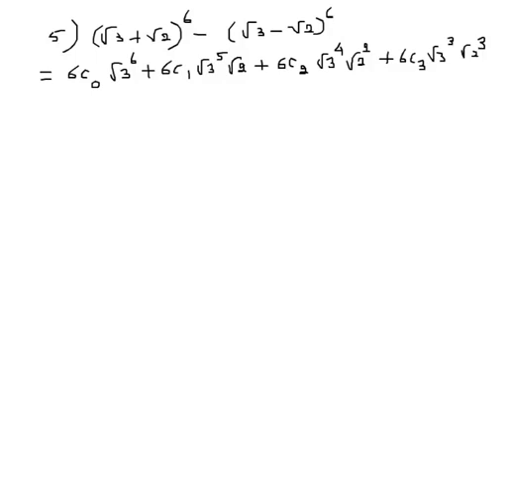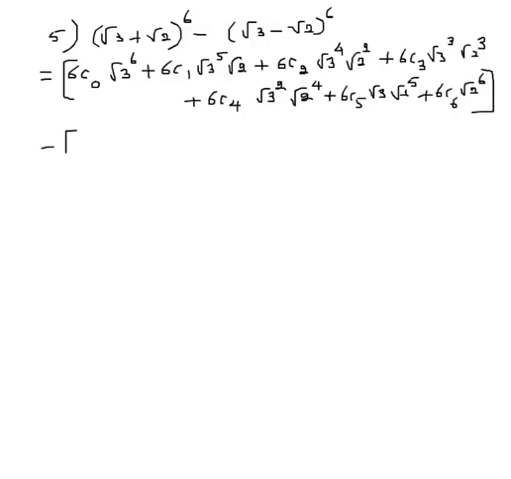Keep decreasing the power of the first term and keep increasing the power of the second term. The next terms will be 6C4 root 3 square and root 2 power 4, plus 6C5 root 3 times root 2 power 5, and the last term is 6C6 root 2 raised to 6. This is the expansion of the first term. Let us write the expansion for the second one. We will get the same expansion with alternate positive and negative signs.